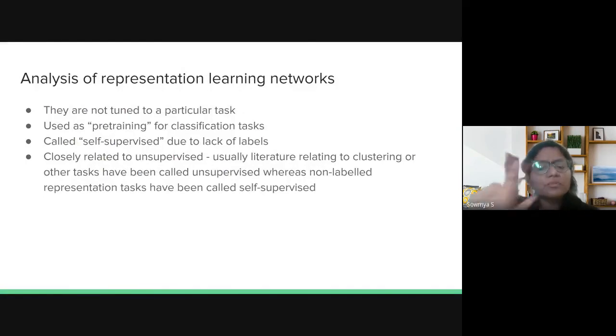So the two major representation learning networks we saw, they are not tuned for a particular task. They are, as I said before, used as pre-training for tasks. And they're often called self-supervised because they don't have labels and is closely related to unsupervised. It's just that unsupervised learning techniques came out a bit earlier, and they refer to things like clustering and so on. Here, however, we just call things as self-supervised. That's going to be later used perhaps for a supervised task.